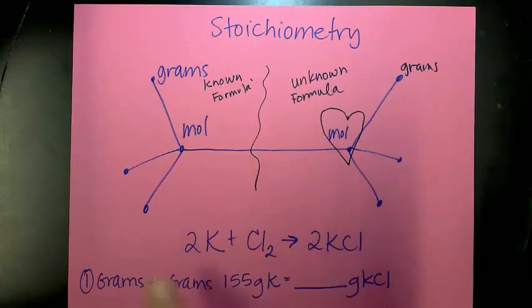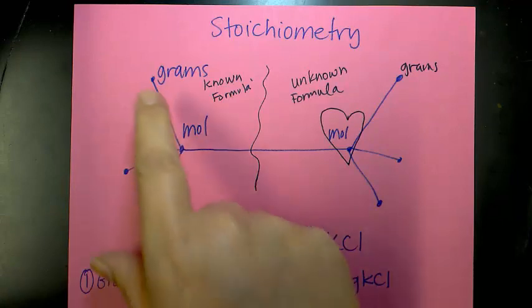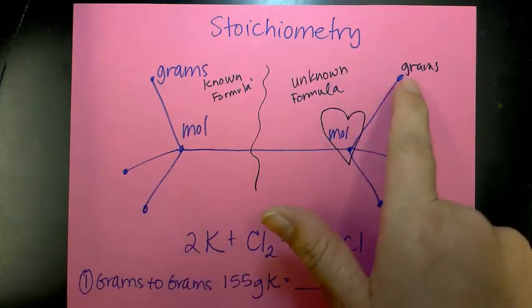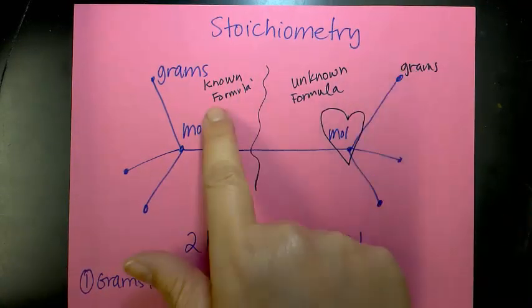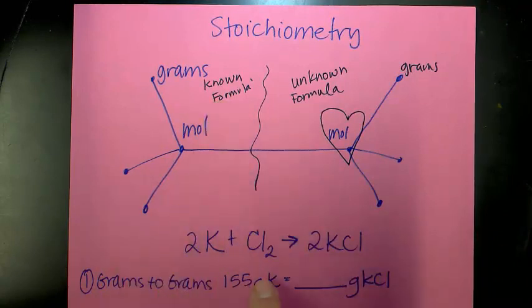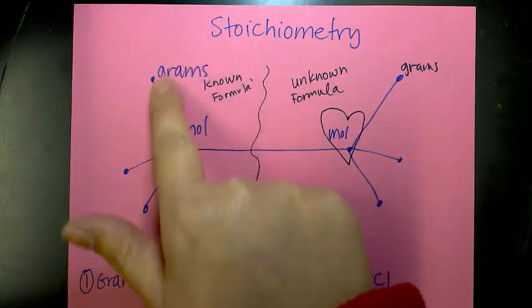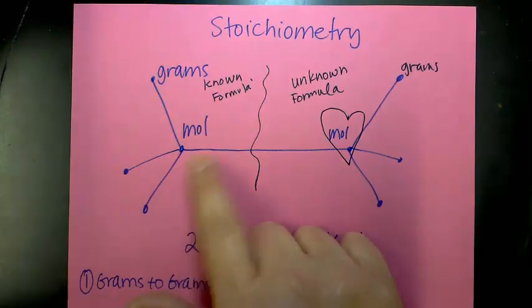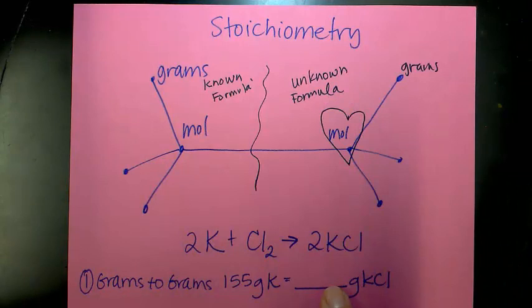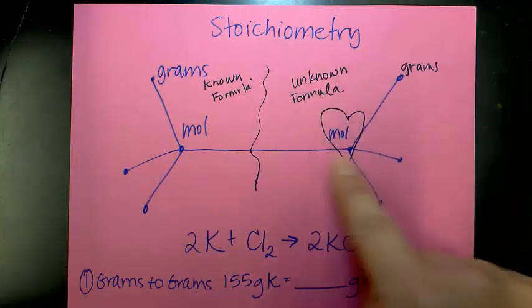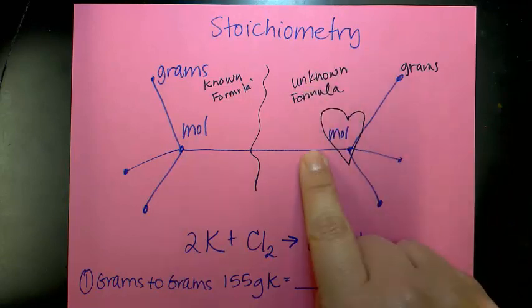So the first thing you're going to do is figure out where you're going to and where you're going from. So we're coming from here and we're going to here. So on our map, we're going to go from grams to grams. Our known formula is the one that's with our known amount. So that's potassium. So over here, we're talking about potassium. And then our unknown formula is the one that's with our unknown unit, which is potassium chloride. So that goes all the way over here. All of these things are talking about potassium chloride.